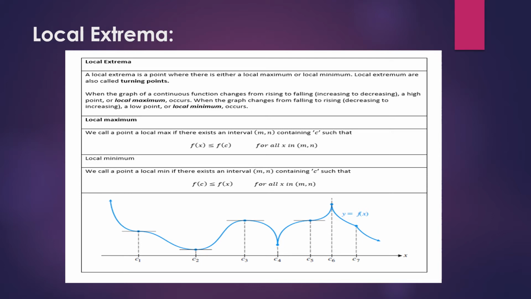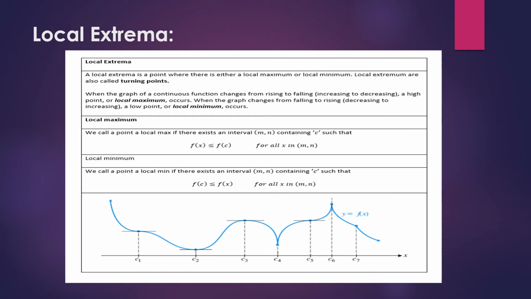It says that when a graph of a continuous function changes from rising to falling, so increasing to decreasing, a high point, also known as a local maximum, occurs. And when the graph changes from falling to rising, or decreasing to increasing, a low point or a local minimum occurs. So we're going to take a look at that too.